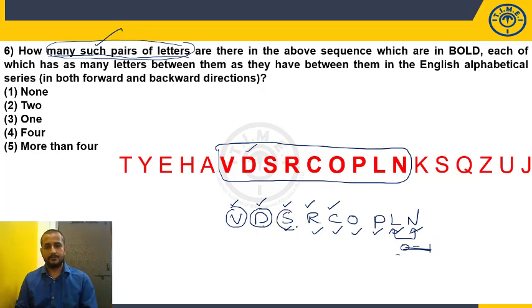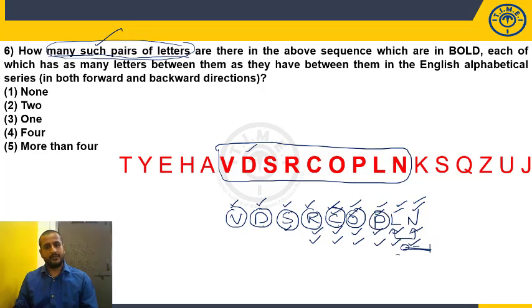Now come to S. S, T, U, V, W, X, Y. No. See, I am directly comparing with the English alphabet. If it matches, then that is a pair. That's it. No letter. Next, R. R, S, T, U, V, W. No. Next, checking with C. C, D, E, F, G. No such pair. Next, starting with O.